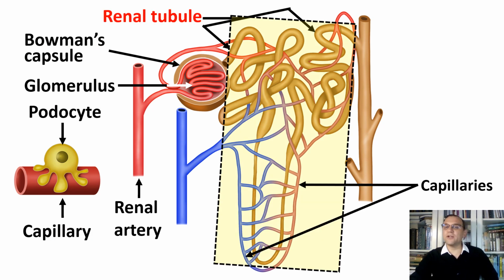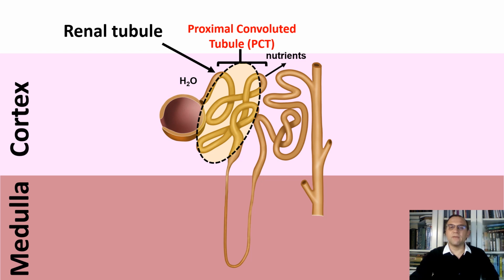After the filtrate is collected in Bowman's capsule, it enters the renal tubule, which is divided into several distinct regions. Proximal convoluted tubule is the first segment of the renal tubule, located closest to Bowman's capsule. It reabsorbs water, electrolytes, and nutrients, glucose, amino acids, from the filtrate back into the bloodstream.